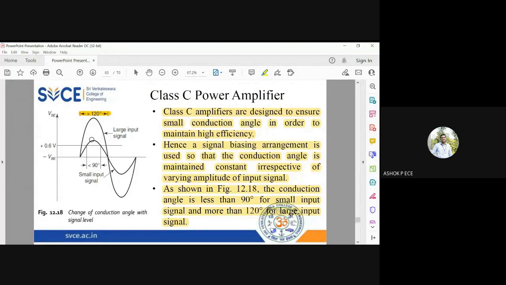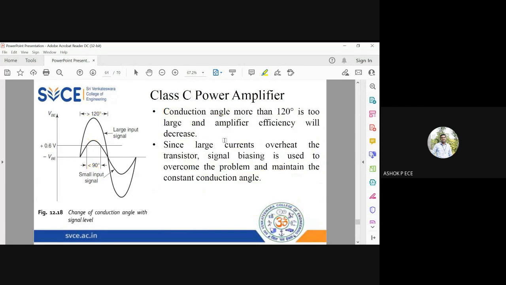If the signal variation level is very small, the conduction angle is kept at less than 90 degrees. So remember these two values for conduction angle for a class C power amplifier. When the conduction angle is very large, the efficiency will decrease. For a small input signal, the conduction angle is less, so efficiency is high. For a large input signal, the conduction angle is larger, so the efficiency will naturally tend to decrease.